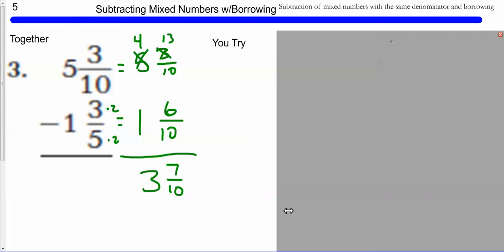Just don't add ones, because unless your denominator is 10, you're going to be wrong. Okay? So why don't you take a look at the you try, and then we'll be back to see how you did.